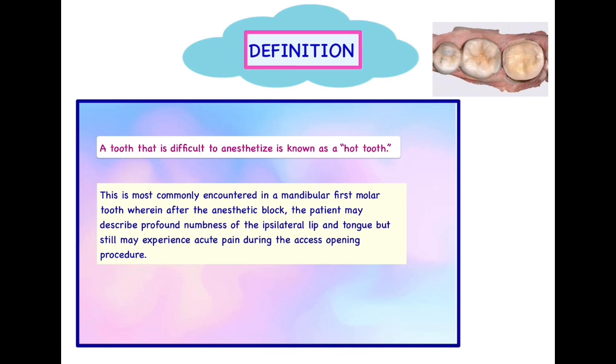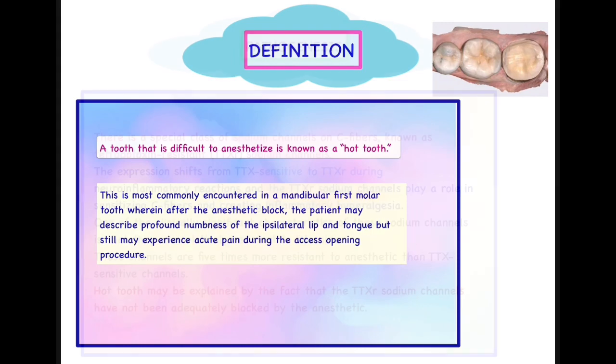Now, why is this happening? It is because of the release of those inflammatory mediators. For example, if we take into consideration the mandibular molar, if we give an inferior alveolar nerve block, still there is pain to the patient while the endodontic procedure is going on. Such a tooth is known as a hot tooth, in which even after giving anesthesia and even after there is presence of all the subjective and objective symptoms of right anesthesia, still there is acute pain to the patient.